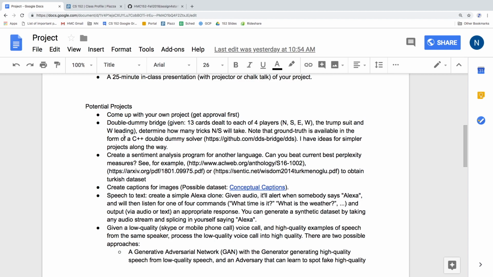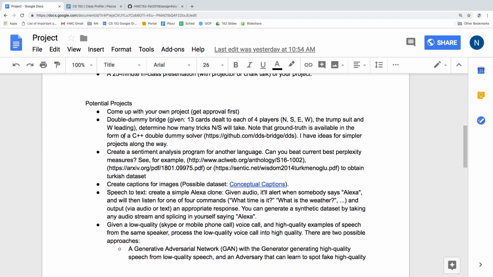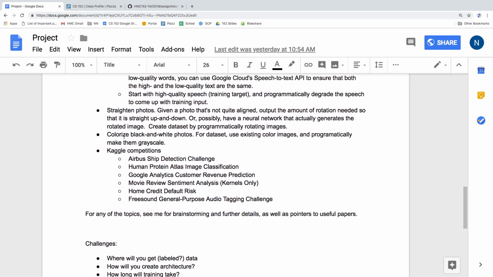Yeah. So you mentioned at the end, like Kaggle competition. So we can basically pick any competition on Kaggle. I chose these ones, but I'd be open, as long as we run it by you first. Yeah, so as long as you run it by me first.